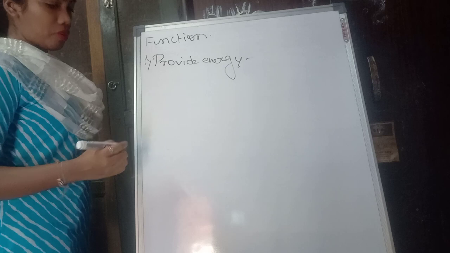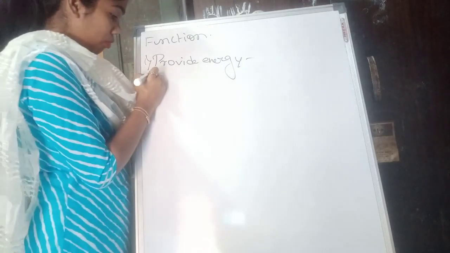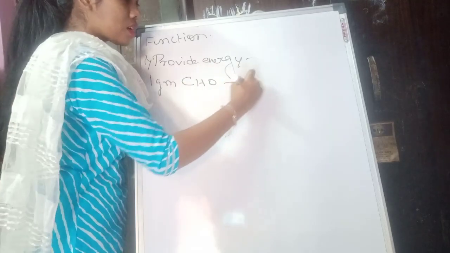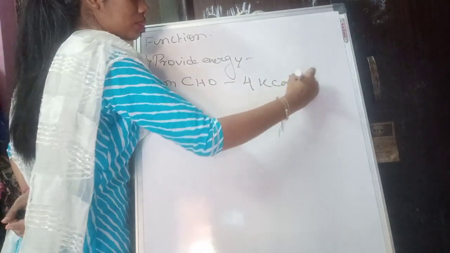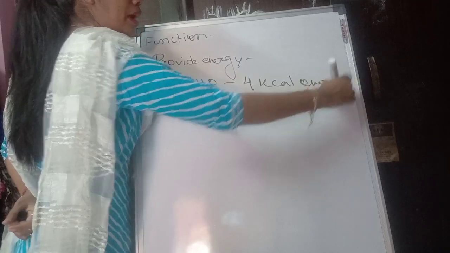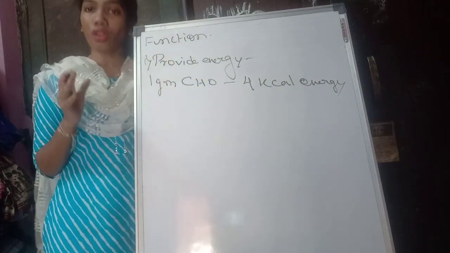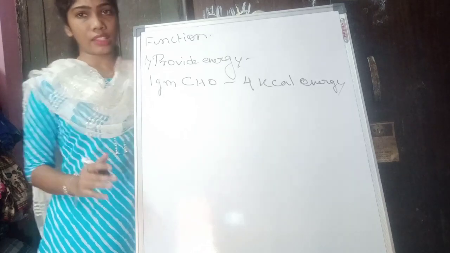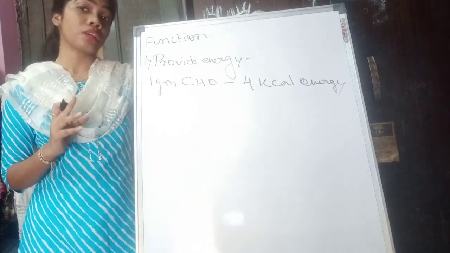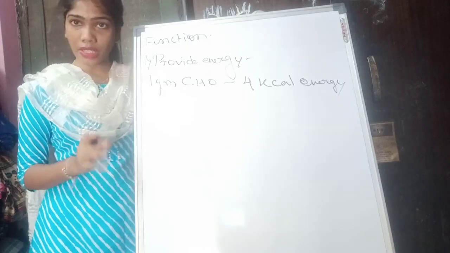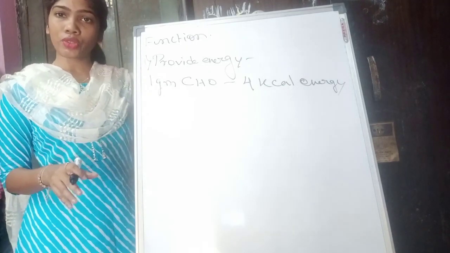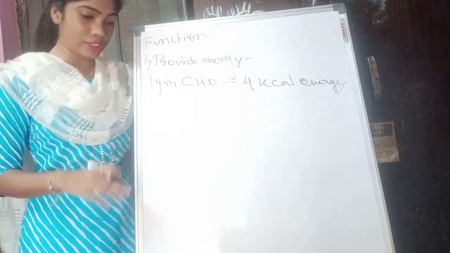Okay, so 1 gram of carbohydrate provides 4 kcal energy, and as we know, the body always prefers to use carbohydrate for production of ATP instead of fat and protein, because by using carbohydrate that can be done in a shorter time and more easily. So the body always prefers using carbohydrate for production of energy.